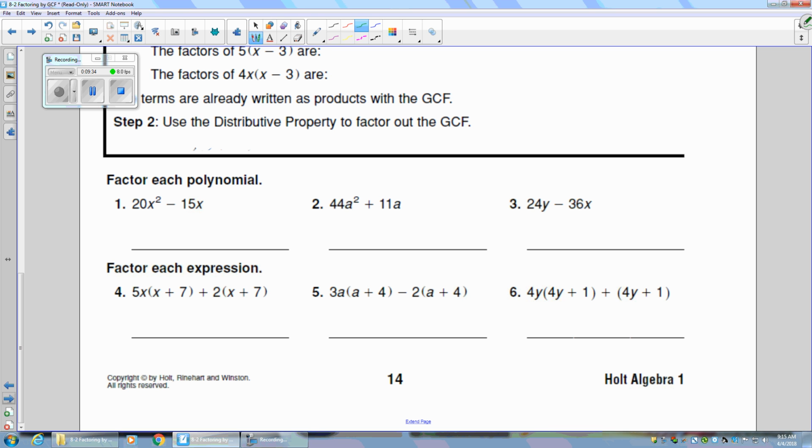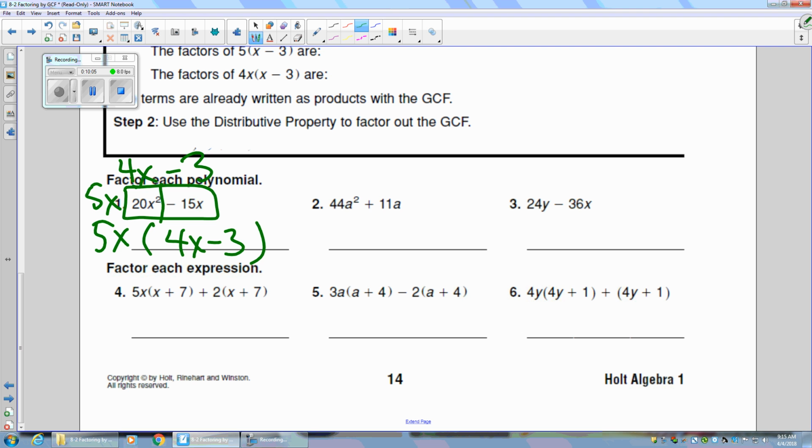What's the biggest thing you can pull out of 20x squared and 15x? It's going to be a 5x. And after you make your box, pull out 5x. What goes on top to make 20? Obviously, it's going to be a 4. And what's going to make the x squared? Another x. And what's going to make the negative 15x? Negative 3. So your final answer is going to be 5x times (4x minus 3).